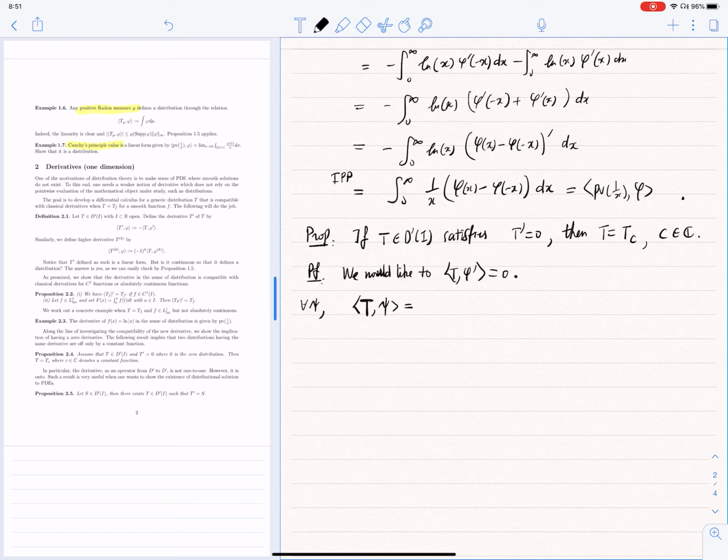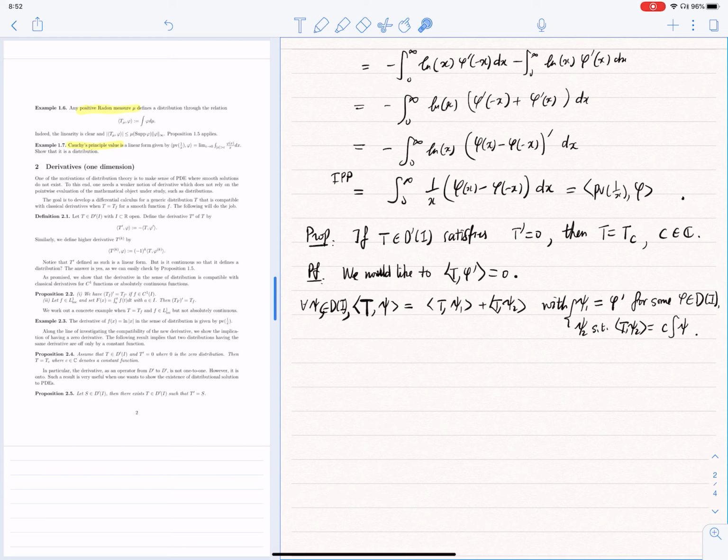So for any test function psi, T applied to psi we can write differently, as T psi 1 plus T psi 2, where psi 1 is equal to phi prime for some test function phi, and psi 2 is such that T psi 2 is equal to a constant times the integral of psi.